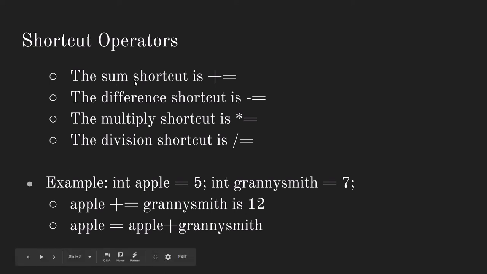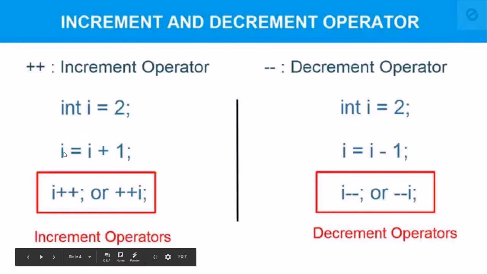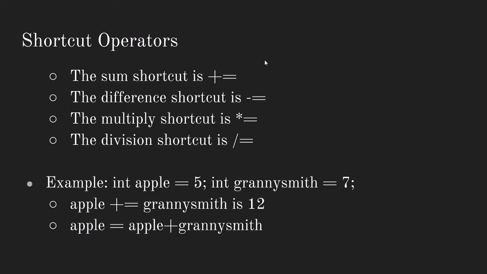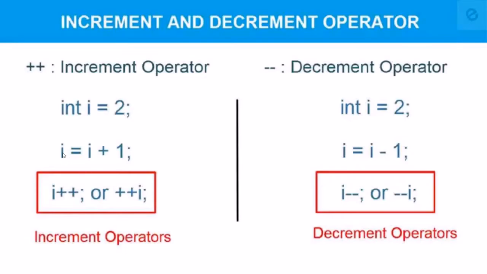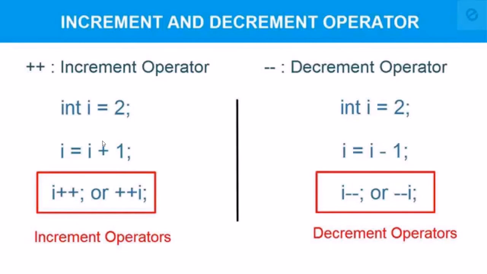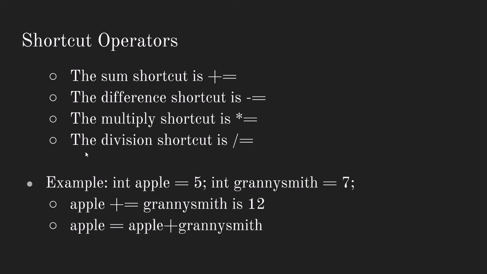Shortcut operators are also very useful, like incrementation and decrementation. So instead of doing I equals I plus 1 when you redeclare a value for I, you can use a shortcut operator. The sum shortcut operator is plus equals. An example right here could be, instead of saying I equals I plus 1, you can do I plus equals 1. Basically combine these two symbols, but place the plus symbol before the equals.